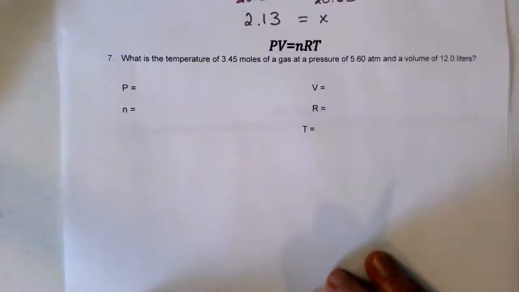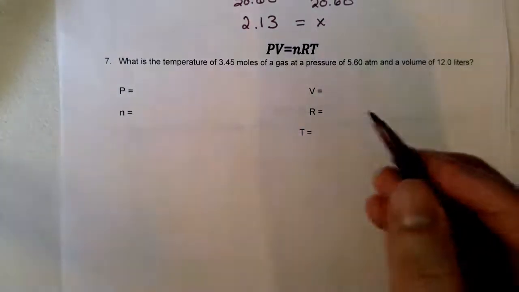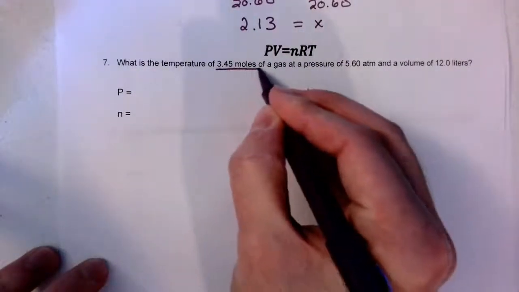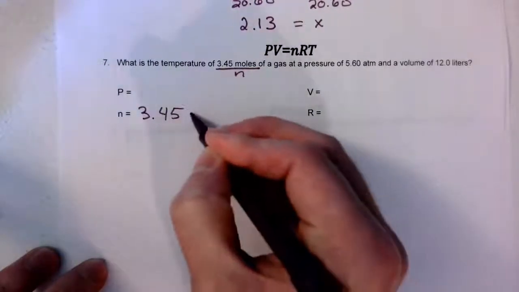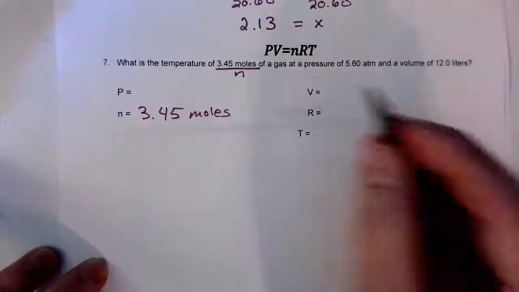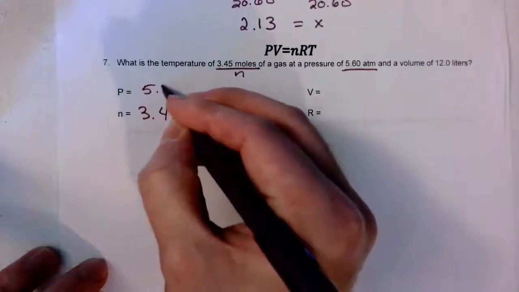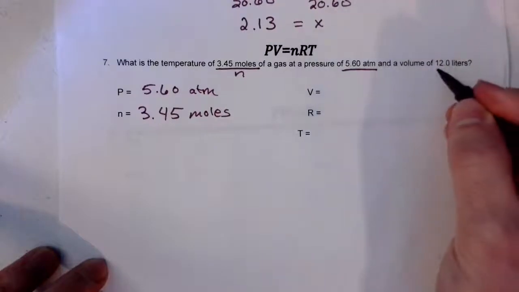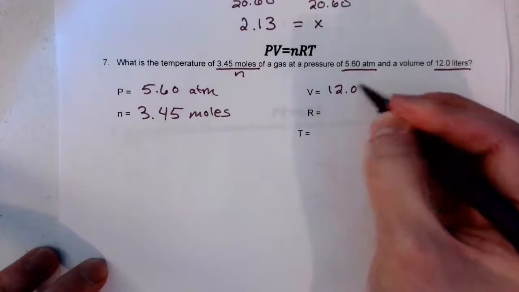It says, what is the temperature of 3.45 moles of a gas at a pressure of 5.60 atmospheres and a volume of 12 liters? Reading this again, we've got what is the temperature, so I'll get to that in a second. 3.45 moles is going to be N, so I fill that in. At a pressure of 5.60 atm, and atm stands for atmosphere. The volume is 12 liters, so the V is going to be 12.0 liters.